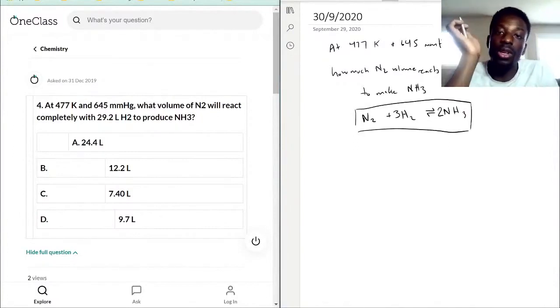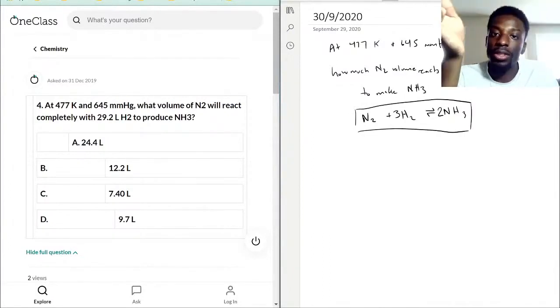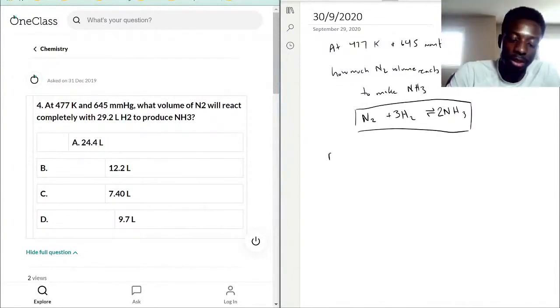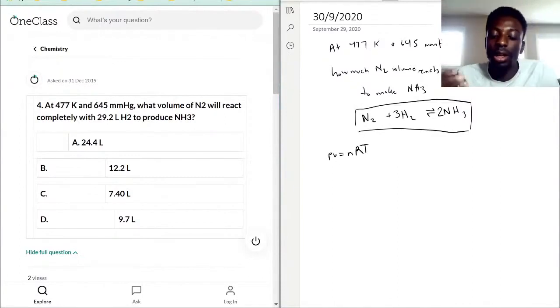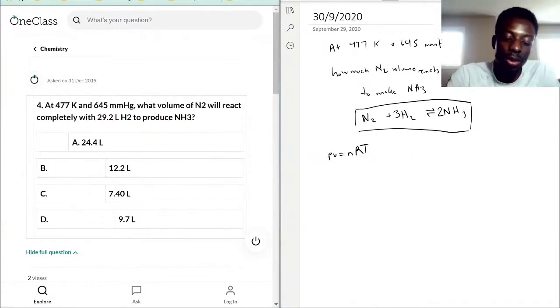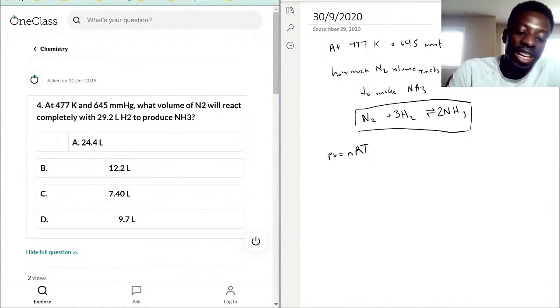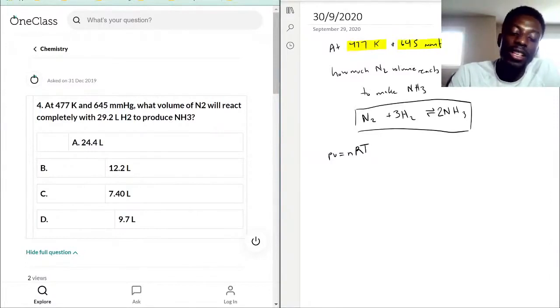Now we would need to go through all the steps of using this formula, PV equals nRT, but this is one of those questions that's an exception to using this equation, because as you notice they said at 477 Kelvin and 645 millimeters of mercury. They did not say this changed. This question is constant temperature and pressure.